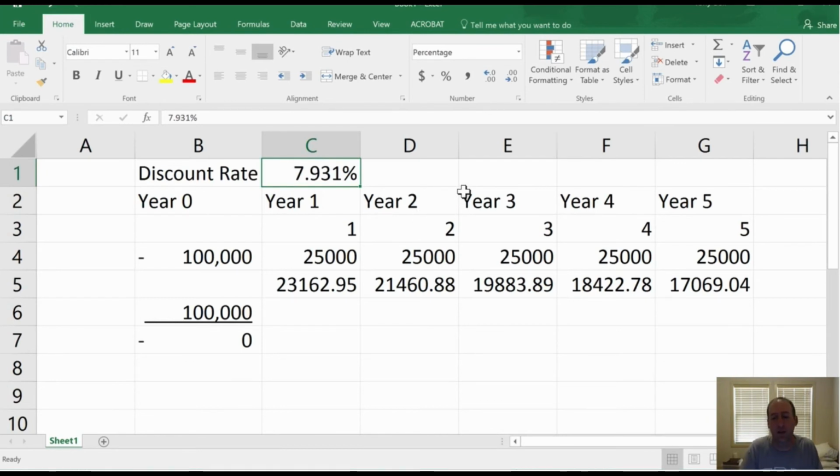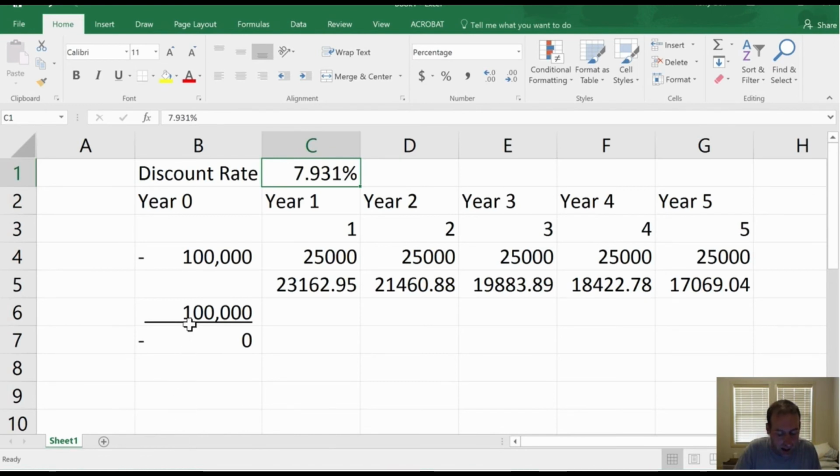That is my internal rate of return. My discount rate that sets the net present value to 0 of these future cash flows deducted from the initial investment. 7.931% is my internal rate of return. Oh my God, what a pain that was. And can you imagine doing this by hand? Never going to happen. Just never going to happen. What a ridiculous pain that would be.